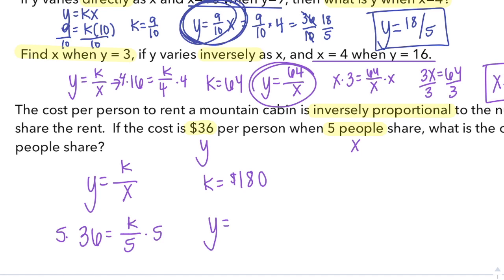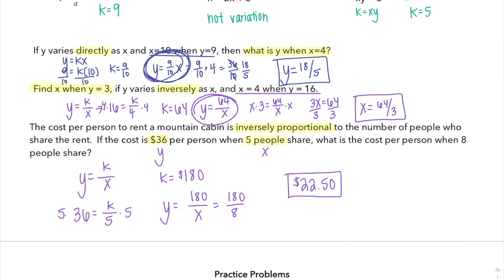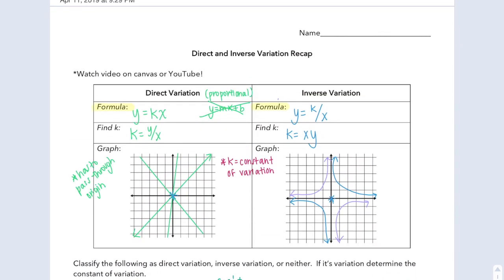So my equation would be y equals 180 over x. What that means in the context of this problem is that this cabin costs $180. That's the fee. No matter how many people are going, they all have to pitch in and pay $180 total. So if 8 people go, 180 divided by 8, it would cost each person $22.50. Real life situation, so I don't want an improper fraction. That's it. And that's a quick recap of direct and inverse variation.